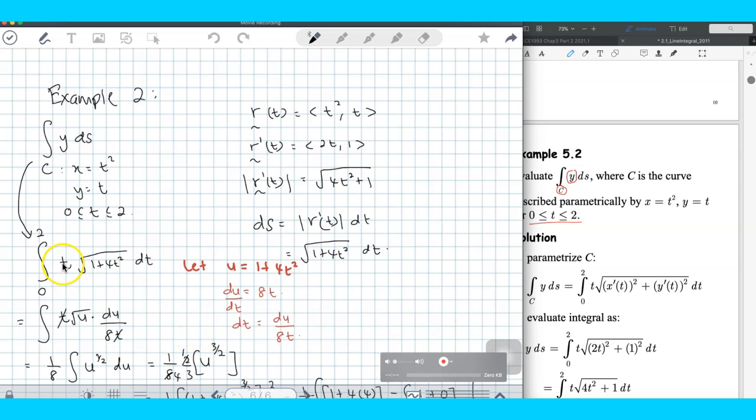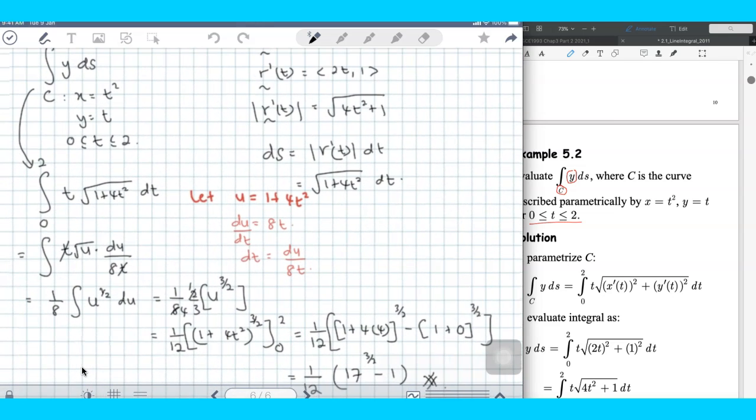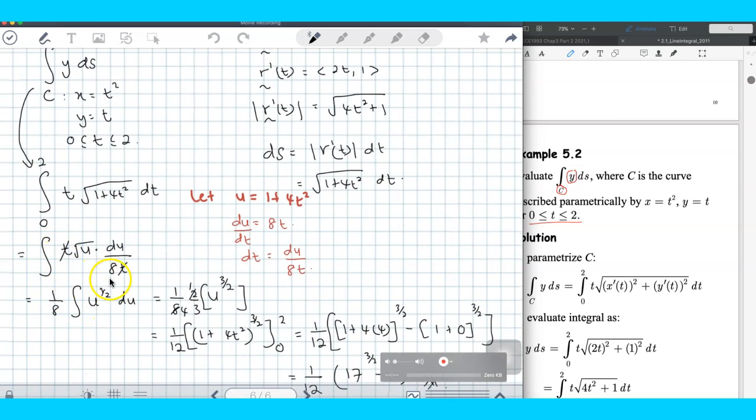Okay, and then we substitute. So t is the square root of u, and dt is du over 8t. So now you can see that the t here can be cancelled out. So you only have 1 over 8 u to the power of half du. So now your integrand becomes a simpler form. Then we can directly integrate this. So from u to the power of 1 over 2, it becomes 3 over 2, multiplied by 2 over 3. And when we simplify, we have this one.